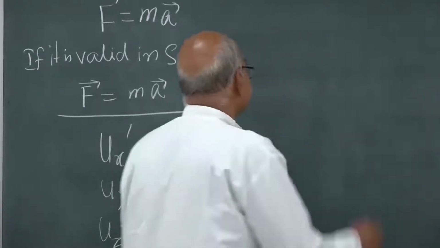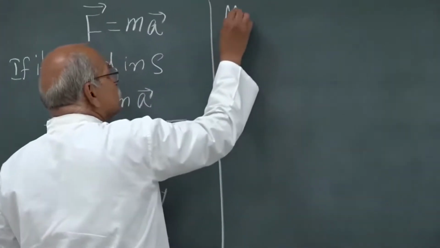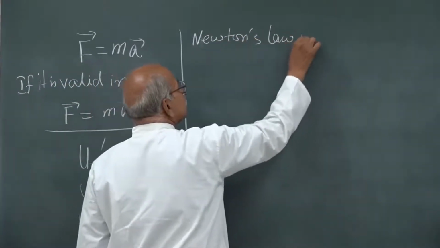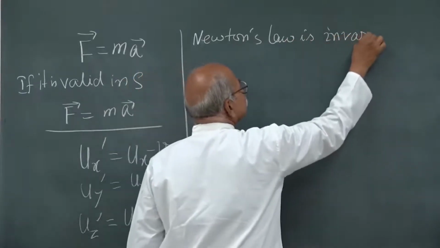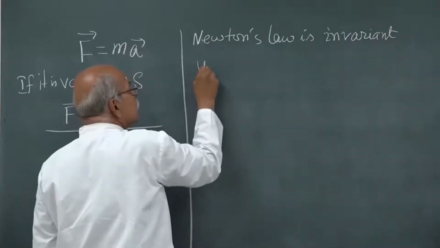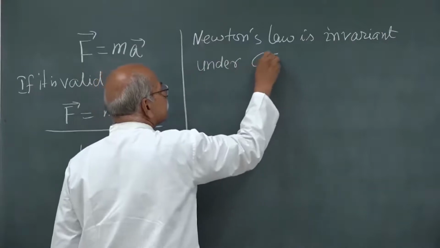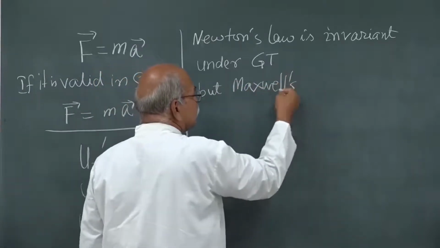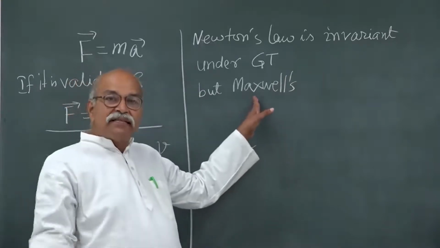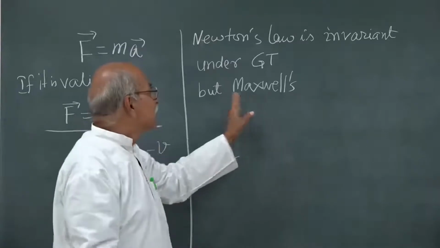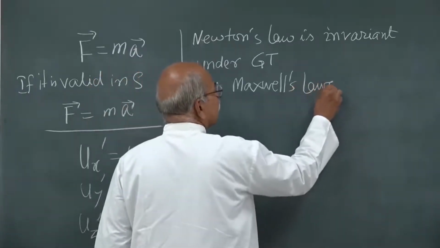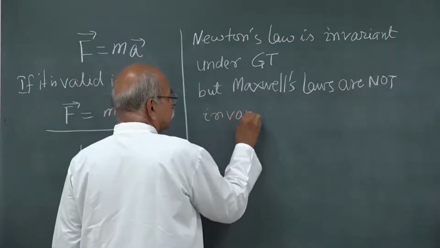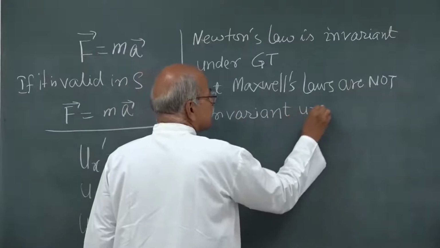So, what we say is Newton's laws are invariant under Galilean transformation, but Maxwell's laws, which describe the behavior of electric field, magnetic field, electromagnetic wave, are not invariant under Galilean transformation.